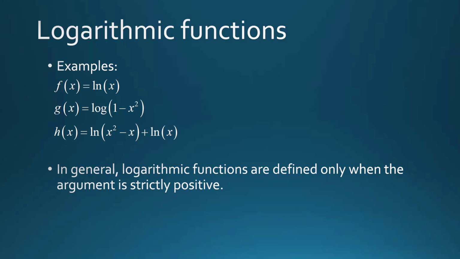For h of x is ln of the quantity x squared minus x plus ln of x. This is an intricate example. It's a very good example. There's a lot going on here, and so hopefully it will be of use to you. Let's take a look at what we've got.